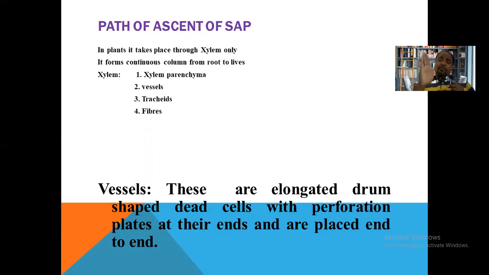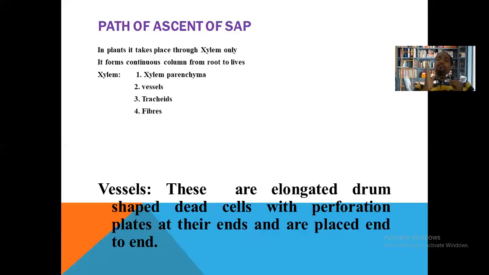In the same way, there is a particular system, which we call the vascular system, in the plants, isn't it? And one of the important components of that vascular system is the xylem. This xylem has a continuous connection from the root to the different parts of the plant. It forms a continuous column from roots to the leaves. Getting it?